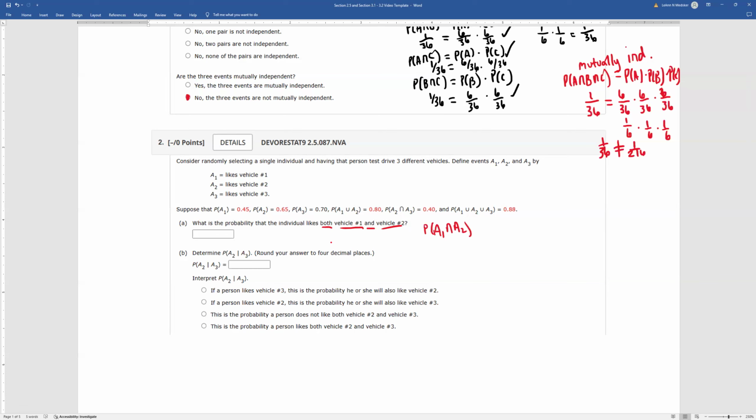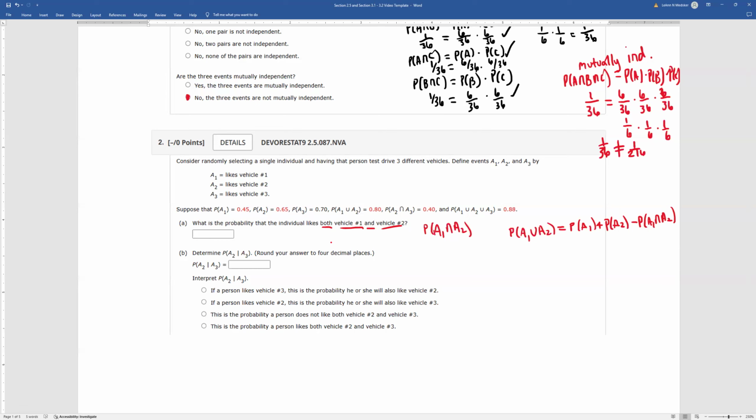Now, we do have a formula for unions of probability. It's the probability of 2 events unioned together. This is an OR situation. If they're not mutually exclusive of each other, you're going to get an overlap. So this will be the probability of A1 plus the probability of A2 minus the probability of the intersection. We're going to hope that we have all the pieces we need to plug in and solve for the intersection.